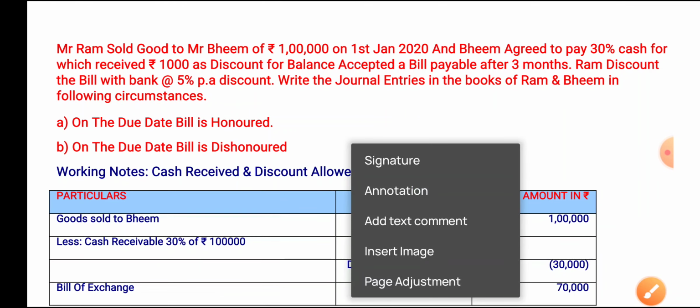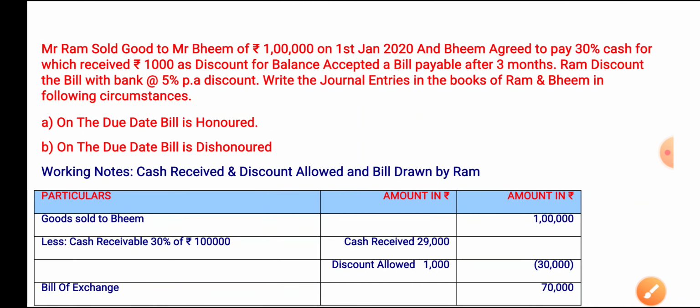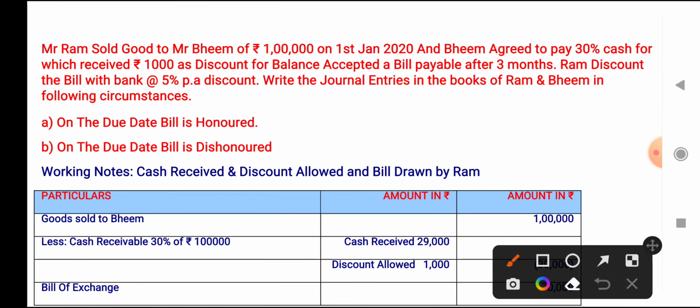Okay. So here we have the question. Mr. Ram sold goods to Mr. Beam of rupees 1 lakh on 1st January 2020. Beam agreed to pay 30% cash, for which he received a discount of 1000 rupees. For the balance, he accepted a bill payable after 3 months.